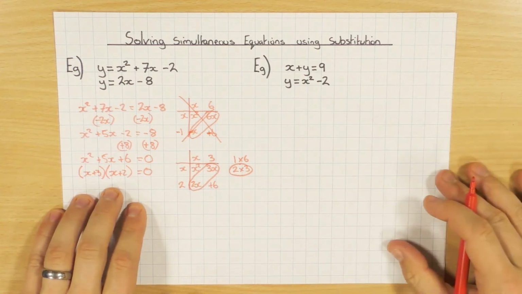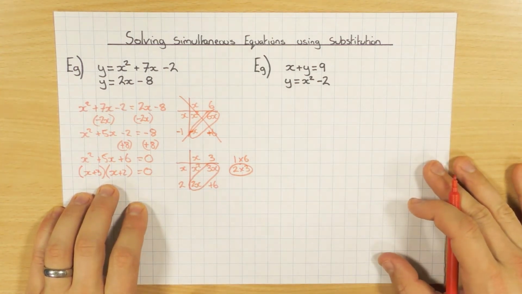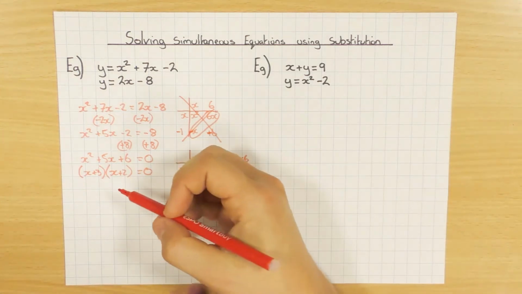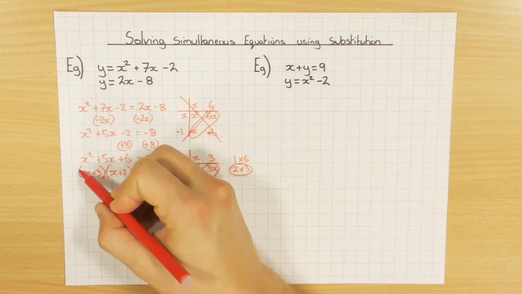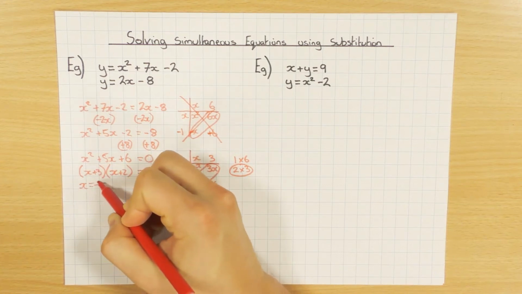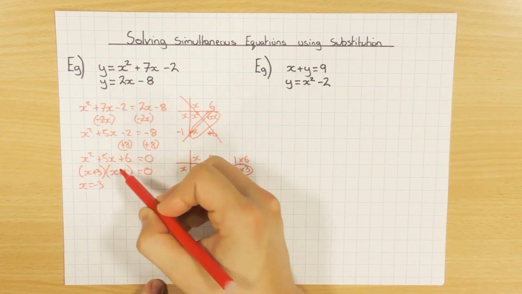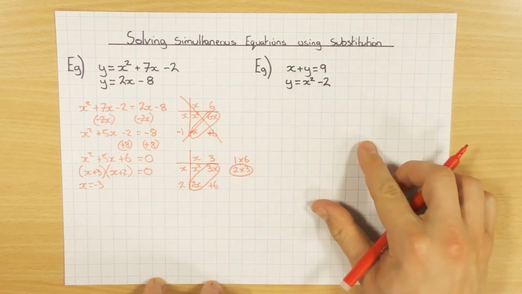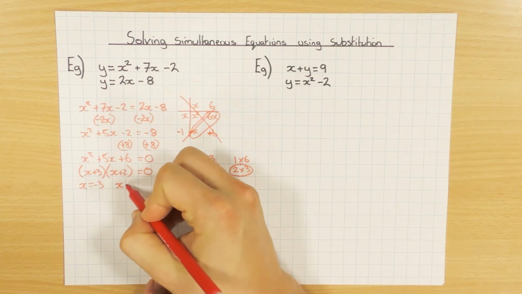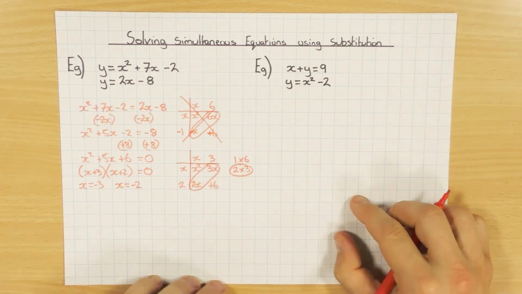Again, have a look at the video on solving quadratics via factorizing, if you're unsure of this next step. But what I want to do is make this bracket equal to 0. So if x is minus 3, plus 3 is 0, and then 0 times whatever's in this one will equal 0. And the same thing for this bracket. What does x need to be to make this bracket 0? Well, it needs to be minus 2.